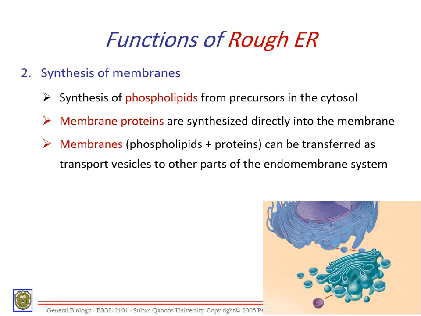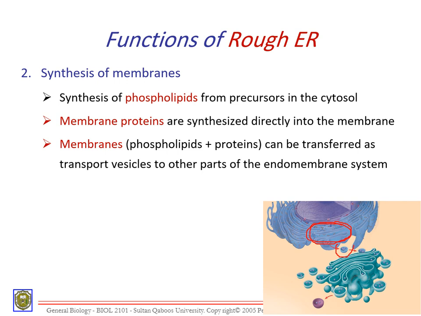The second function of the rough ER is synthesis of membranes. So the rough ER is responsible for synthesizing phospholipids. They are also responsible for the synthesis of membrane proteins. One of the functions of the rough ER is to make phospholipids and proteins, and these can be transferred as transport vesicles to the other parts of the endomembrane system. So they are made in the ER, and then they are transported through vesicles to their final destination.